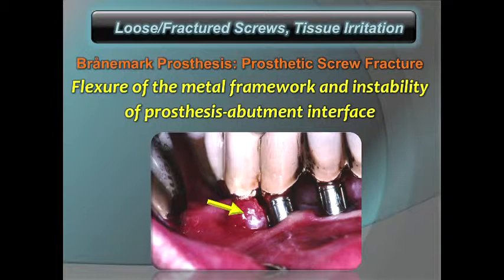The main reason is that in these cases you have this sort of flexure of the metal and the acrylic and also the screw. So a small amount of opening will be between the abutment and the prosthesis, and the tissue can actually get caught between them, and the irritation is going to happen at the interface of the abutment and implant.